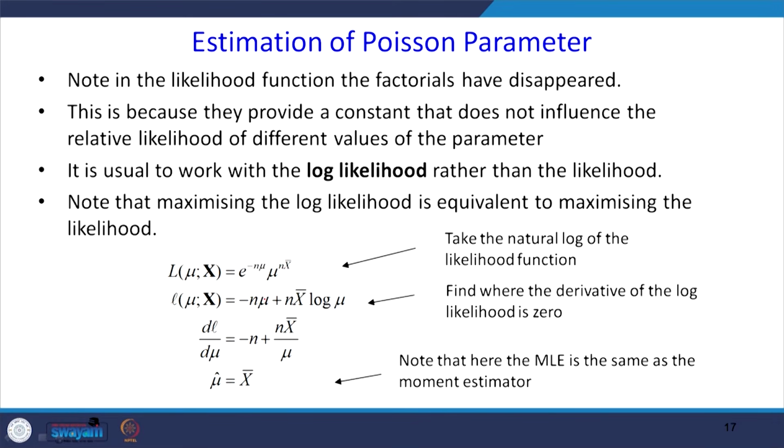So, when you take the log of e to the power minus n mu, it is minus n mu, because it is a product, in log it will become a sum, plus n x bar log of mu. Now, you differentiate with respect to mu, and when you equate it to 0, you get x bar equal to mu. So, the result is that the sample mean is the best estimate to predict the population mean of a Poisson distribution.